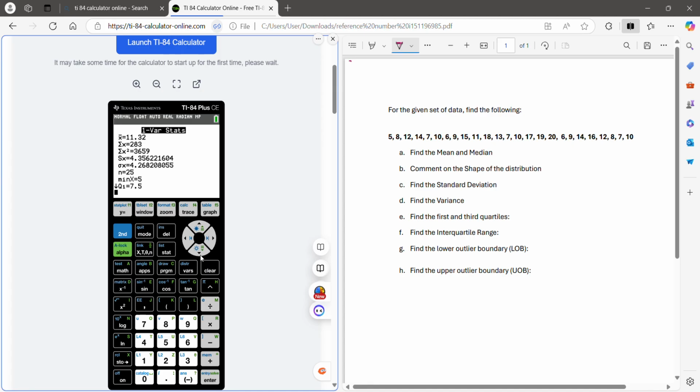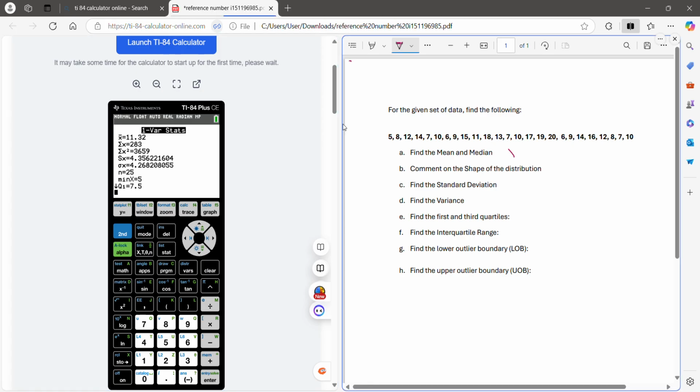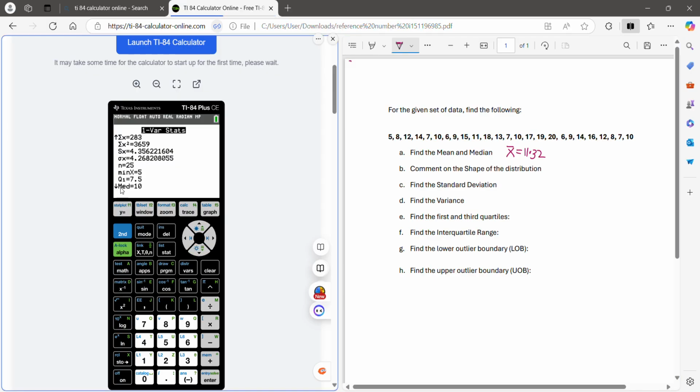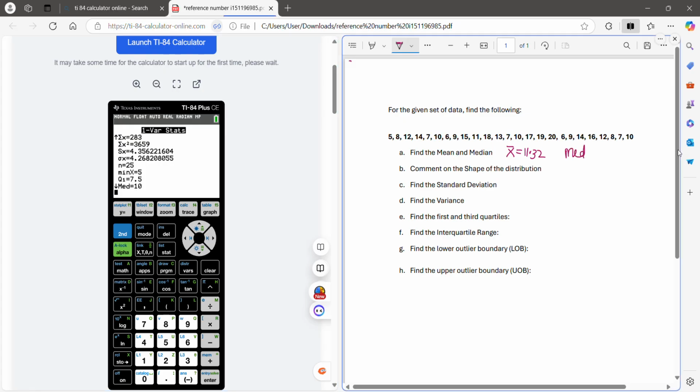Now here, question A says find the mean. The mean with the symbol x bar equals 11.32. And the second question says find the median. Now the median is the same thing as Q2. This is the median. You can see the median is 10. So we have the median equal to 10.